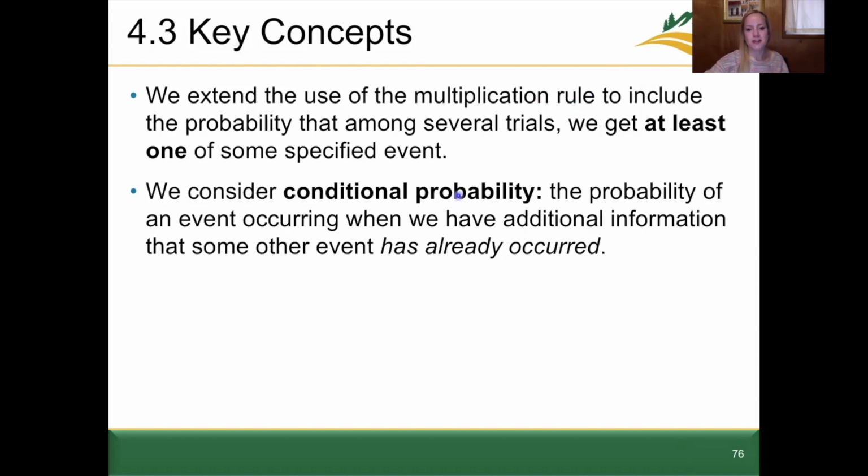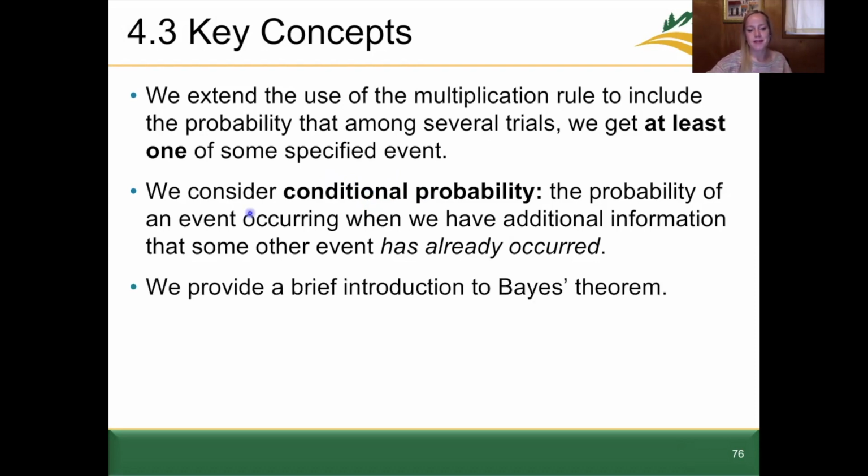Next, we'll cover conditional probability. So this is the probability of an event occurring when we have additional information that some other event has already occurred. So when we talk about some event being conditional on some other event, this is when we'll get into conditional probability and how to deal with that. The last part of 4.3, we'll do a brief introduction to Bayes' theorem and how it applies to conditional probability.